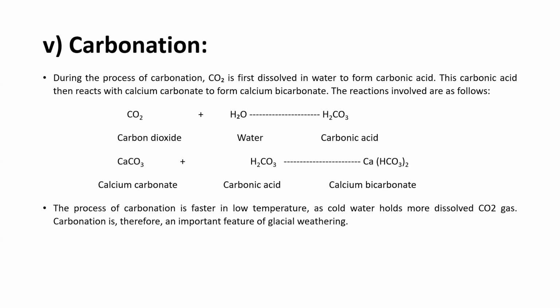Carbonation. The term implies the action of carbon dioxide on rocks and minerals and thereby formation of carbonates and bicarbonates. During the process of carbonation, carbon dioxide is first dissolved in water to form carbonic acid. This carbonic acid then reacts with calcium carbonate to form calcium bicarbonate. Now, this process of carbonation is faster at low temperature, as cold water holds more dissolved carbon dioxide gas. Carbonation is therefore an important feature of glacial weathering, where temperature is comparatively very low.